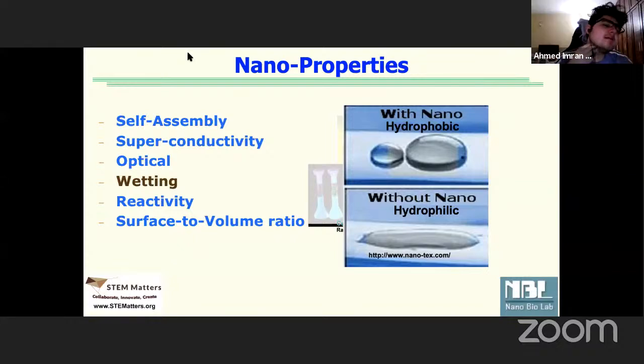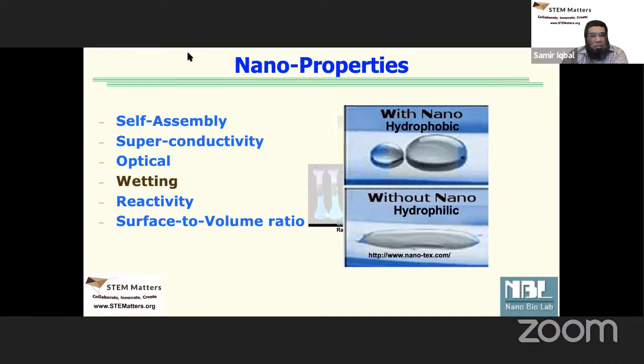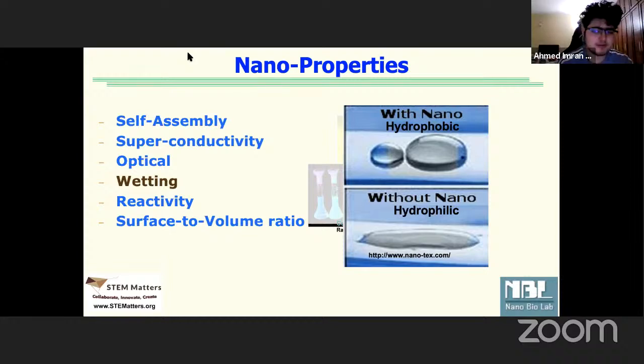Yes, sir, go ahead. So, is wetting different from applying a hydrophobic coating on a cloth? We can coat things with hydrophobic nanomaterials that can give them the property of being hydrophobic, so that the water will not stick, water will not absorb at all, right? So that's another.